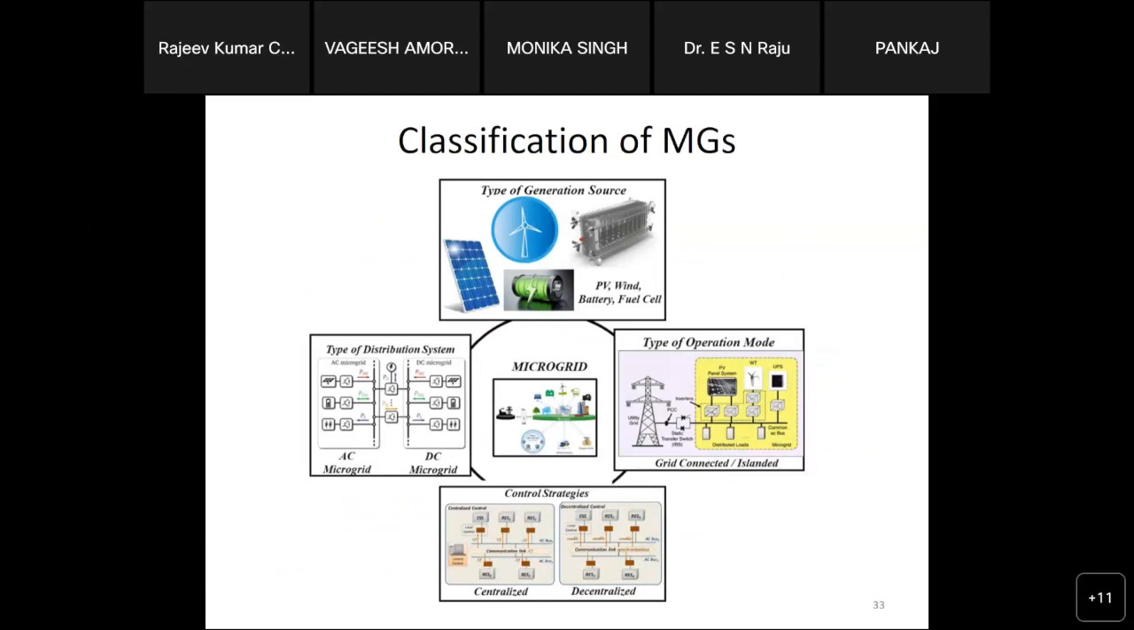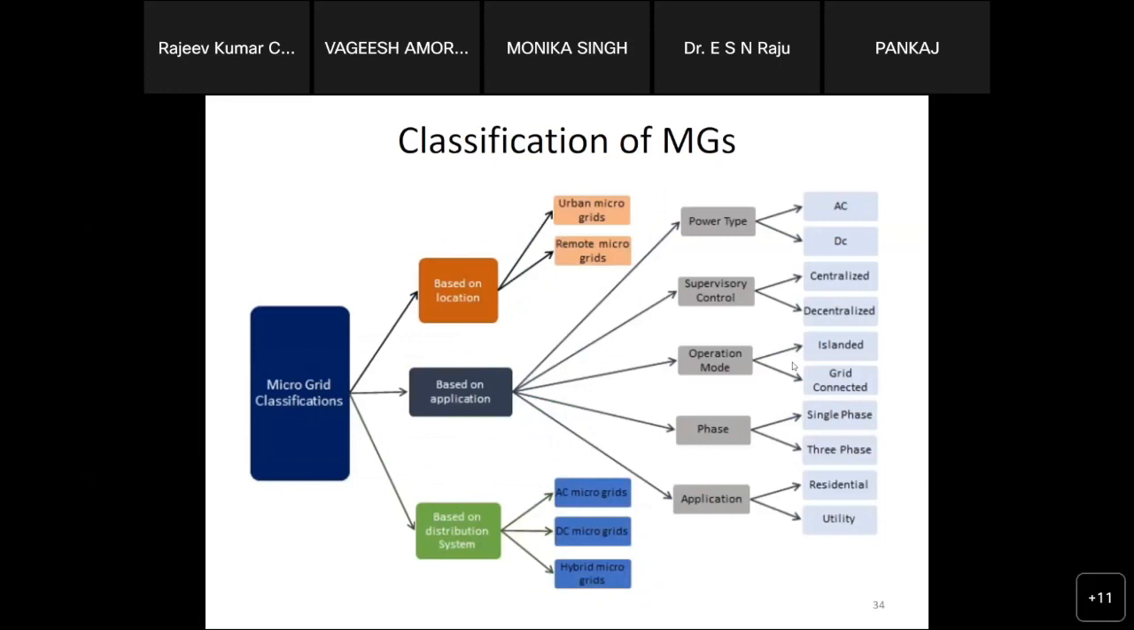So here I am going with the classification of the microgrid. We can classify the microgrid based on different points. When we see the types of generation sources, we can classify the microgrid. The type of distribution also we can classify the microgrid, and we can also classify based on what type of operation modes we are taking. We can also classify based on what type of control strategy we are going with. So here I am giving the complete classification of the microgrids.